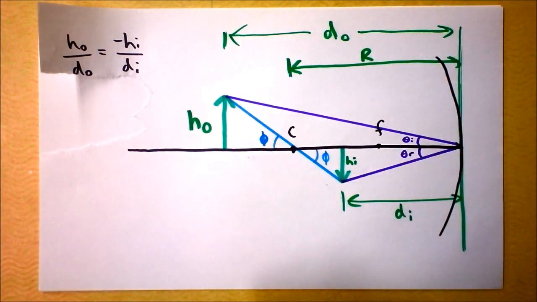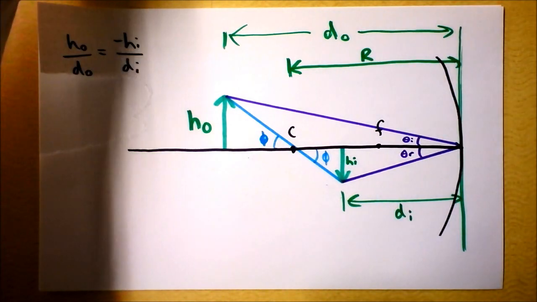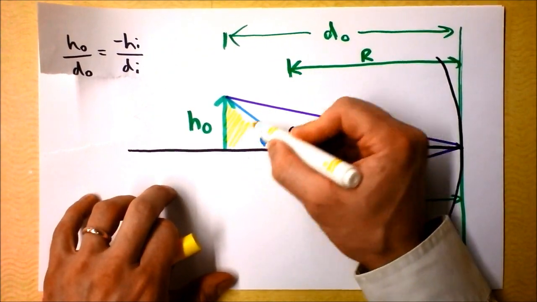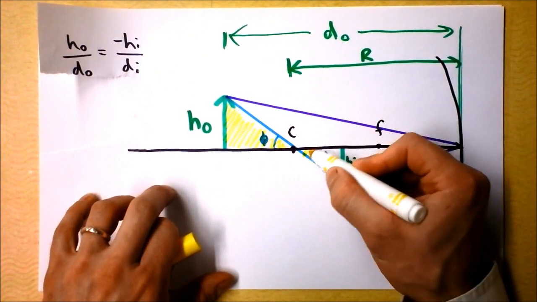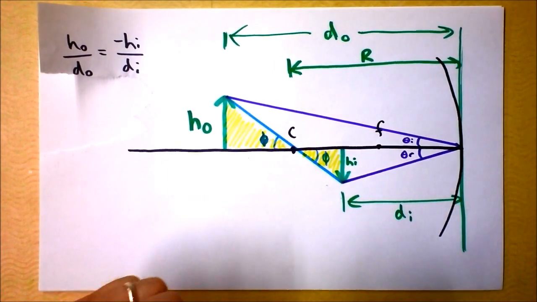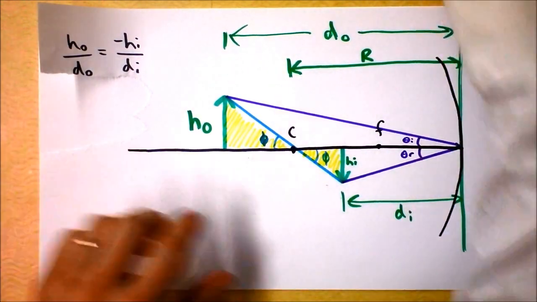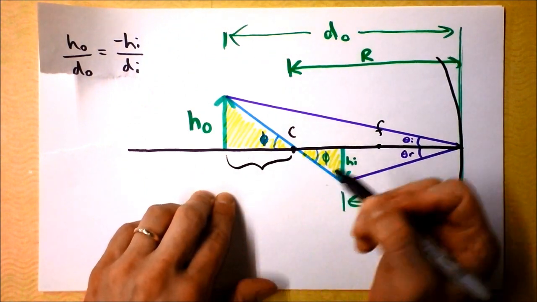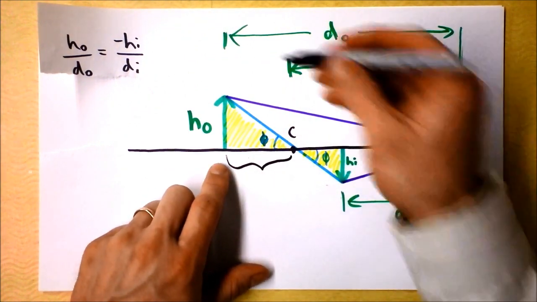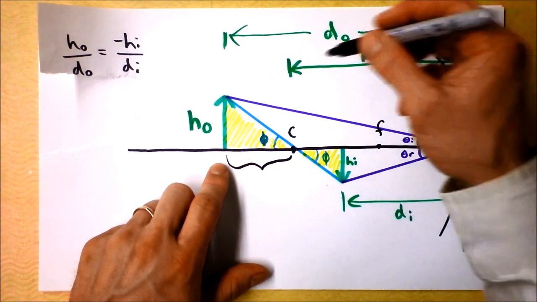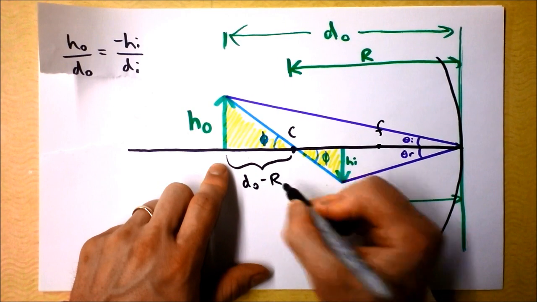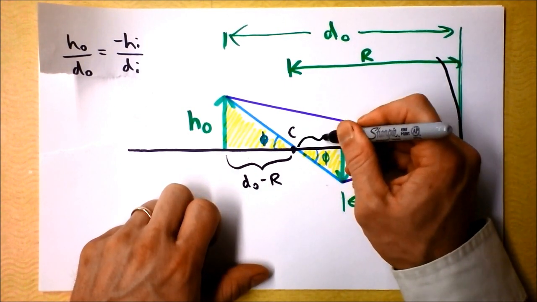Now it's time for things to get a little bit more funky because I want to draw your attention to these two triangles, and this is messier. I'm shading this triangle in yellow, and I'm shading that triangle in yellow, and I want to try to figure out what these distances are. Like this distance right here. That distance must be d_o minus r. What about this distance right here?